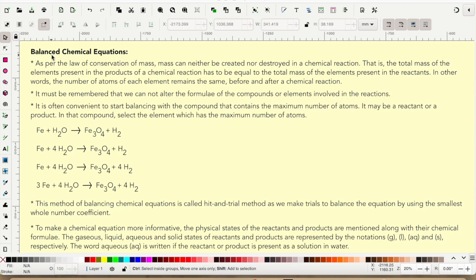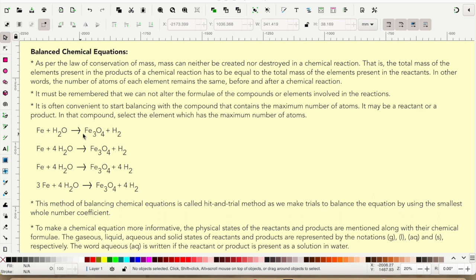Now let us talk about how to balance a chemical equation. As per the law of conservation of mass, mass can neither be created nor destroyed in a chemical reaction. That is, the total mass of the elements present in the products of a chemical reaction has to be equal to the total mass of the elements present in the reactants. In other words, the number of atoms of each element remains the same before and after a chemical reaction.